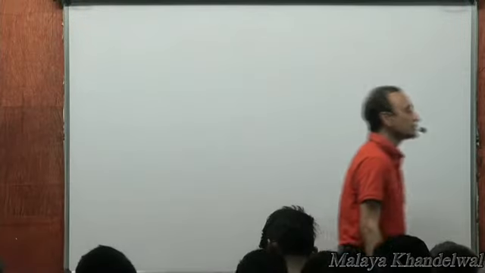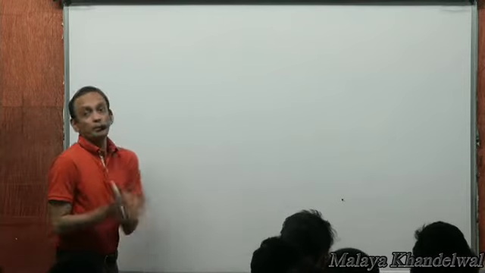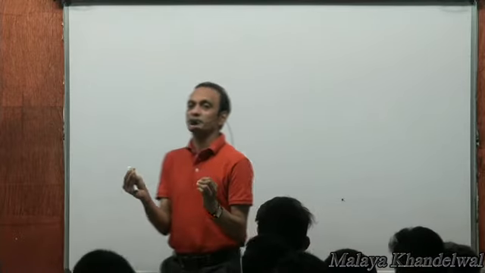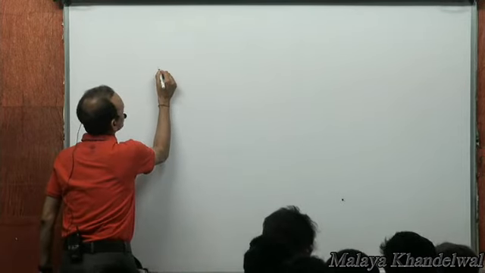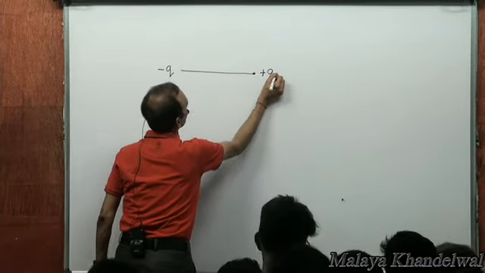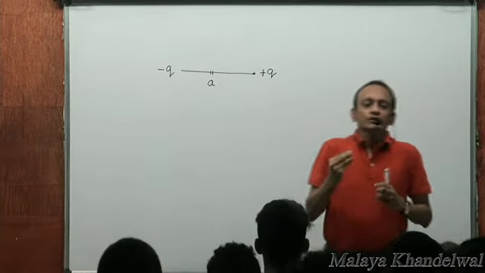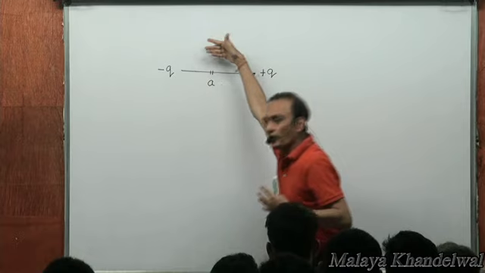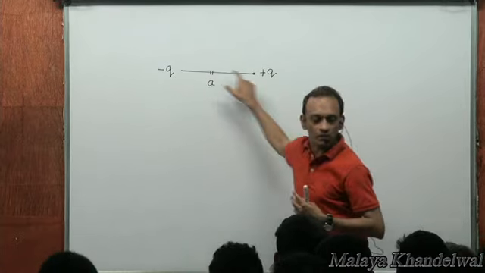In the previous class, we were briefly introduced to a pair of charges equal in magnitude, opposite in sign, separated by a very small distance. If you recall, we explored two charges, minus q and plus q, separated by distance a, which was small compared to the distances of points in the surroundings of this arrangement.